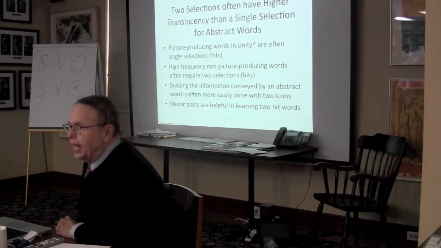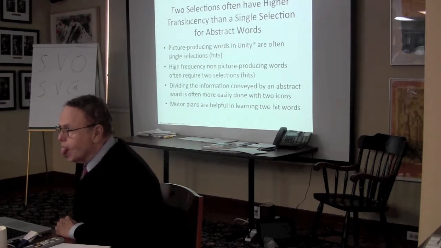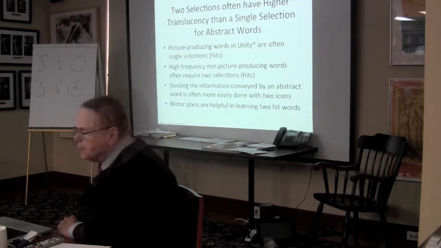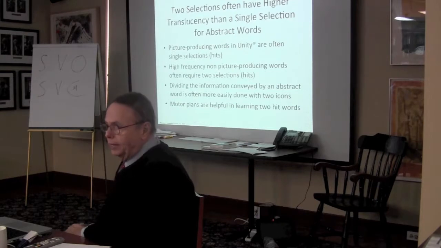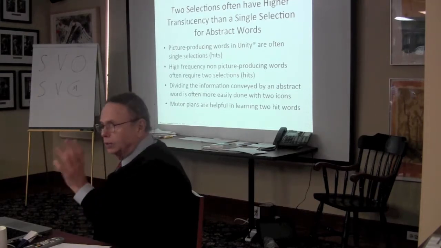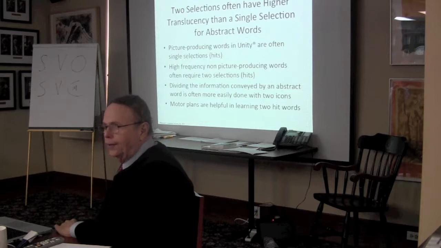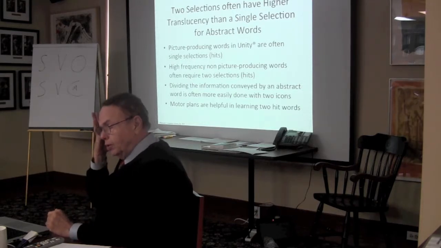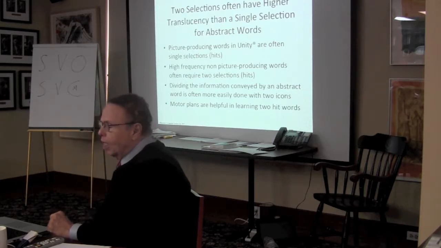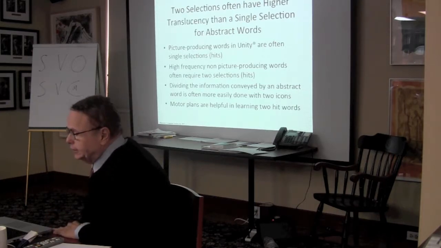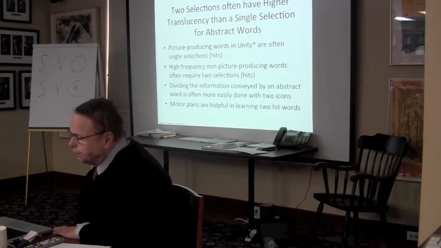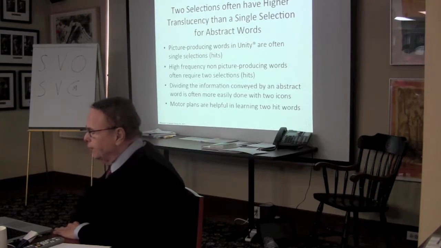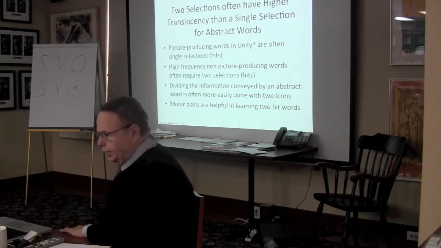Debbie introduced you to the activity row. Is that correct? Yes. Those are single meaning pictures. You notice that there would be, you know, guacamole or avocado. Now, picture producing words in Unity are often single hits, single selections. High frequency, non-picture producing words often require two selections, that's two hits.